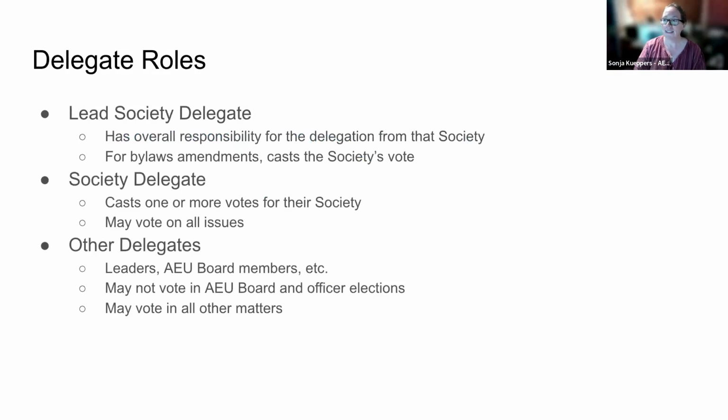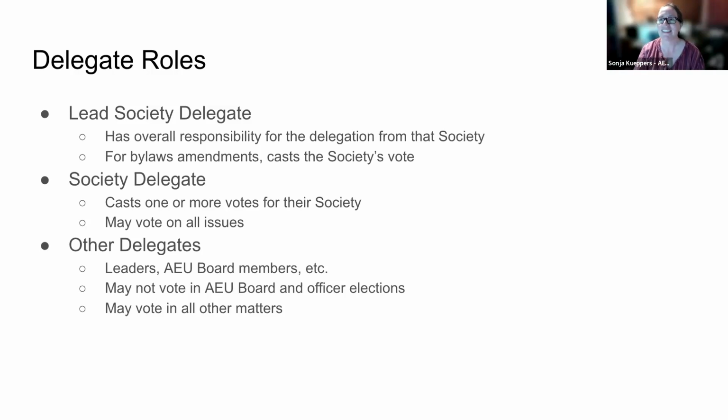I also want to explain that there are actually 3 different delegate roles, which you may have. So you might be a lead society delegate. If you're a lead society delegate, you have the overall responsibility for your society's delegation. And when we vote on bylaws amendments, the lead society delegate will cast the society's vote, because on bylaws amendments, we have to have a majority of both the delegates and the societies voting in favor. So you could be a lead society delegate. That would be one possible role you could have.